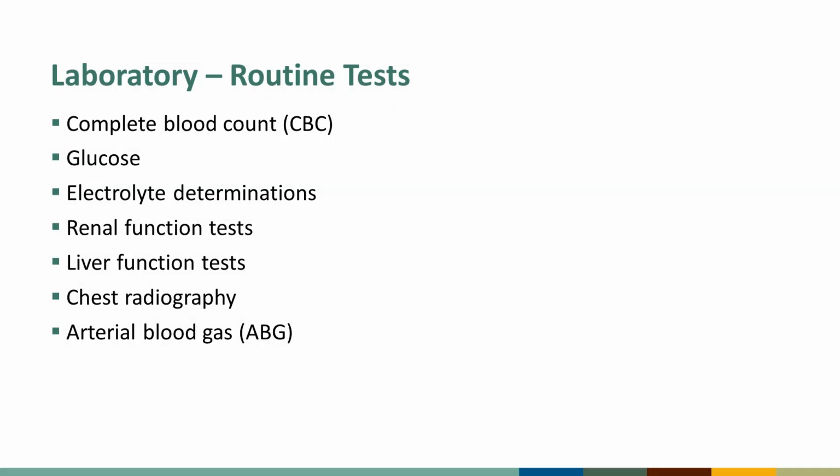Routine laboratory studies for all acutely exposed patients or those with higher occupational exposures include a complete blood count, or CBC, glucose, and electrolyte determinations. Depending on the initial evaluation, additional studies for these patients might include renal function tests and liver function tests. Chest radiography, pulse oximetry, and arterial blood gas measurements can be considered for severe inhalation exposure.